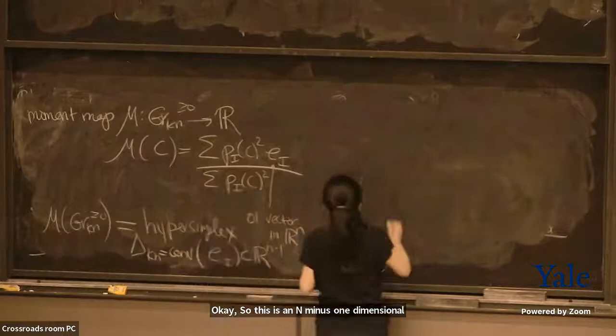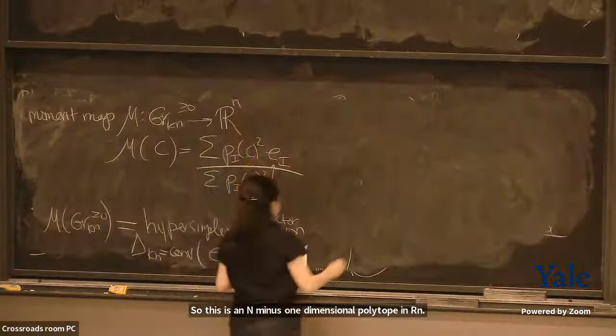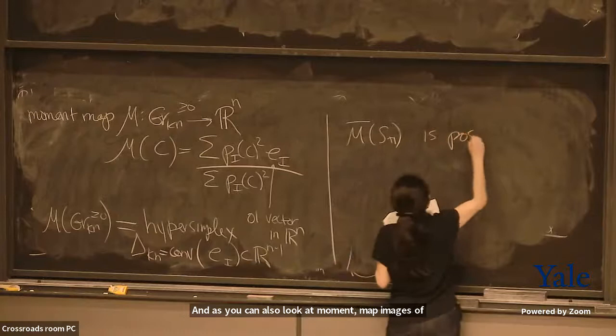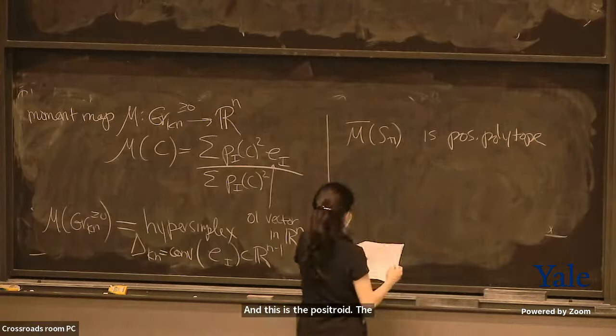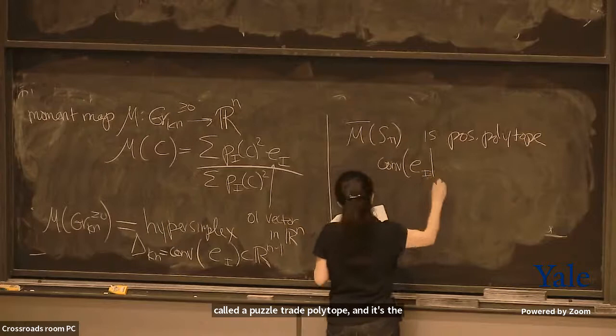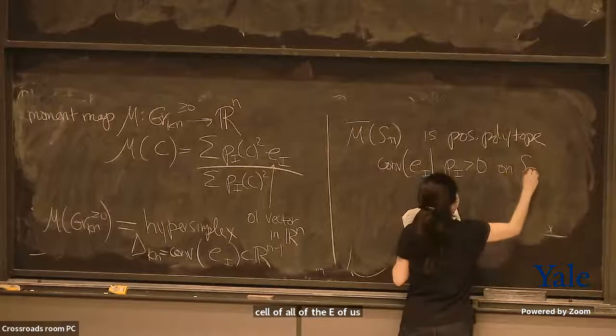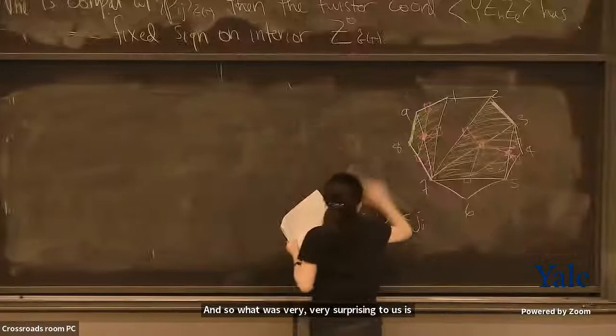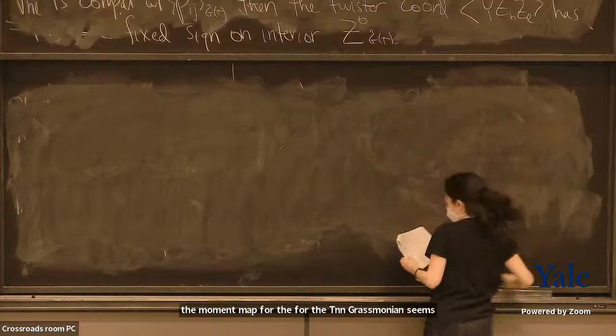And you can also look at moment map images of positroid cells. The moment map image is what's called a positroid polytope, and it's the convex hull of all of the e_I's corresponding to Plucker coordinates which are strictly positive on the cell. And what was very surprising to us is that the moment map for the TNN Grassmannian seems to be very connected to the amplituhedron map.